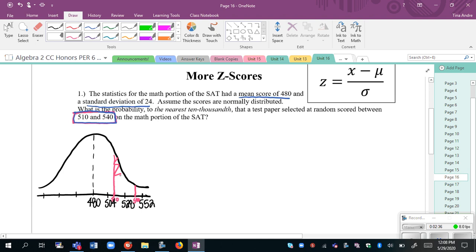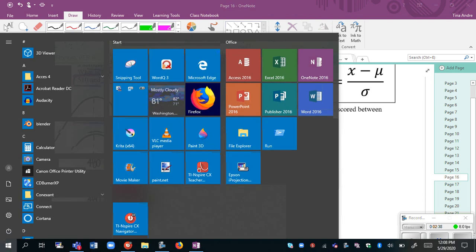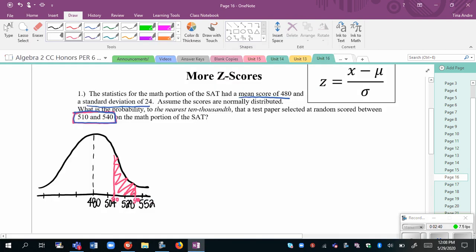But the problem is I can't use my calculator and do the normal CDF because I don't know what these z-scores are. So what I need to do is find the z-scores first. My step one here is going to be to find the z-scores, because I can't just say it's one standard deviation above the mean, therefore a z-score of 1. I don't know that. It's somewhere within 1 and 2 standard deviations. This value is somewhere between 2 and 3 standard deviations. So we're going to use our z-score formula.